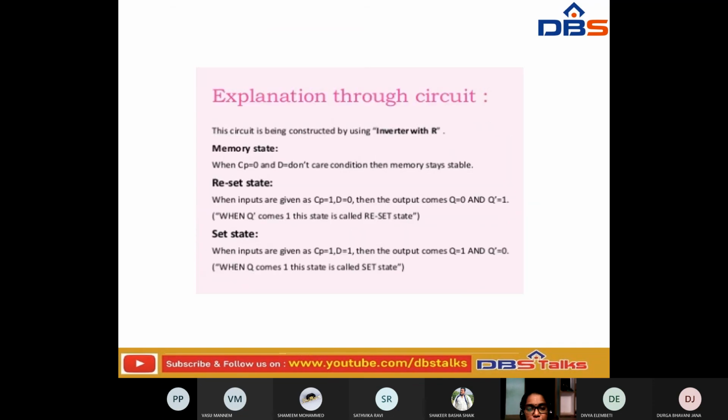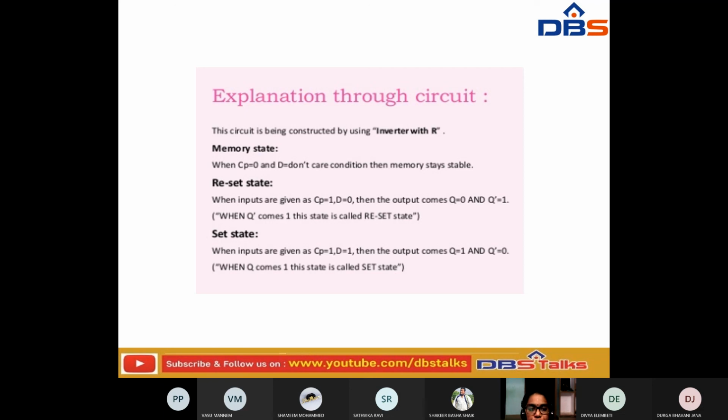So what is the explanation through the circuit? See, the circuit is constructed by using an inverter with R. So then what is the memory status? Now let us see what the memory status is. When CP is equal to 0 and D is a don't care condition, then the memory stays stable.